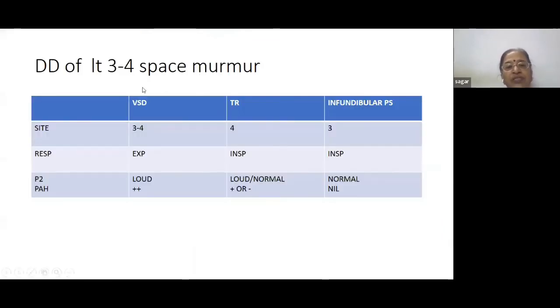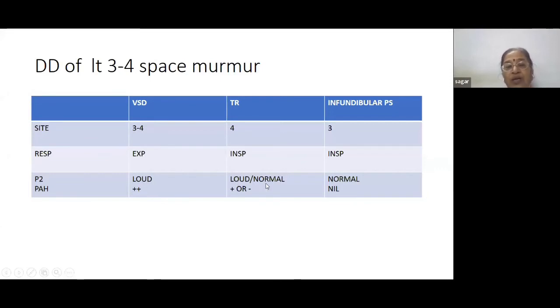Now, what is the differential diagnosis of a left third and fourth space murmur? You have a VSD, you have a TR, you have an infundibular PS. Three murmurs occur in that region. So VSD usually third and fourth space, TR usually fourth space, infundibular PS higher, third space. Respiratory variation: this increases on expiration, this increases on inspiration. Both are right-sided murmurs, increasing on inspiration. P2 loud, PH will be present.